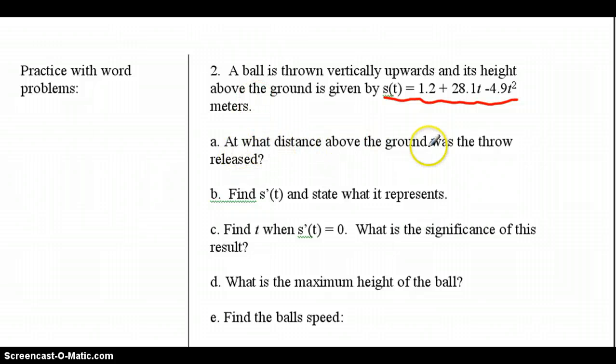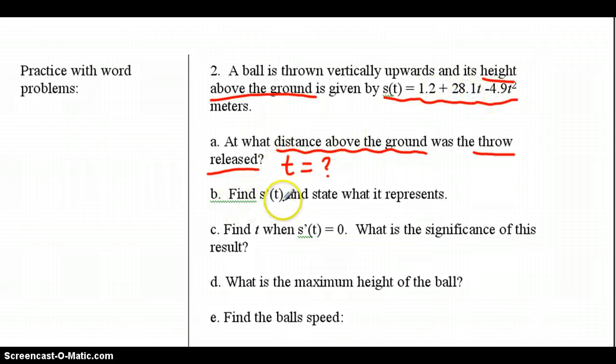At what distance above the ground was the throw released? So here is a key part. The throw was released. What do we know when the ball is in your hand before it is released? What time are we talking about? Okay, so think about the path of the ball that's thrown upwards. What time are we talking about when it's first released? Okay, once we know that time, we can find the distance above the ground, because that is exactly what this equation is representing. The distance, or the height, above the ground is given by this equation.